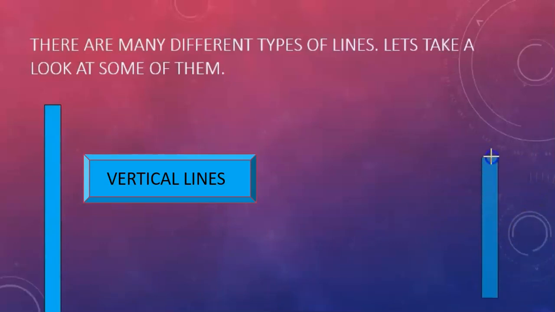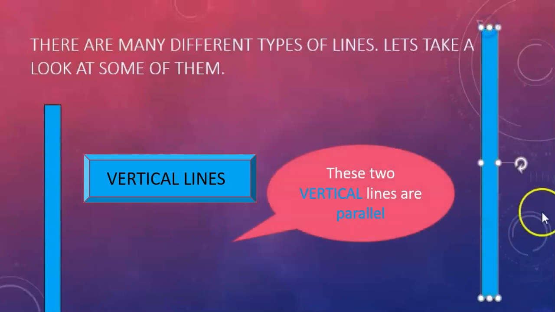This is also a vertical line. It is travelling from the bottom of the screen to the top of the screen. It is not getting any closer to the right-hand side of the screen, and it is not getting any further away from the right-hand side of the screen. These two lines are vertical lines, and they are parallel.